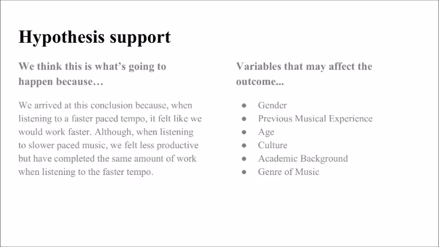We arrived at this conclusion because, when listening to a faster paced tempo, it felt like we would work faster, although, when we were listening to slower paced music, we felt less productive but completed the same amount of work as while listening to the faster tempo. Some variables that may affect the outcome are gender, previous musical experience, age, culture, academic background, and genre of music.